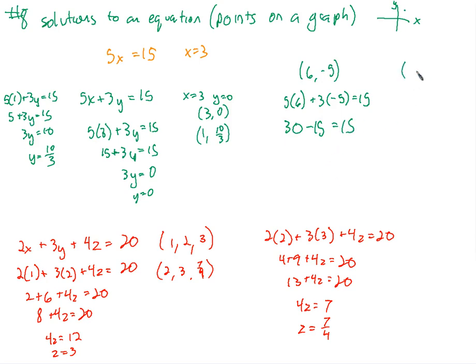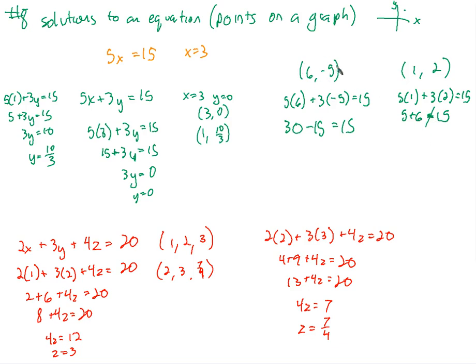On the other hand, I hope this doesn't work because I'm just making it up. 1, 2, is 1, 2 a solution? Let's see, well, 5 times 1 plus 3 times 2, does that equal 15? 5 plus 6, no, that's 11, not 15. Right, so you can put a line through that equal sign to say not equal. All right.